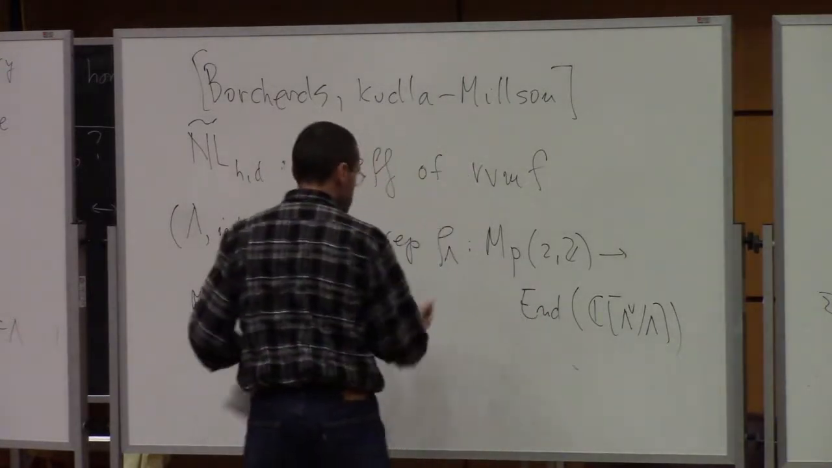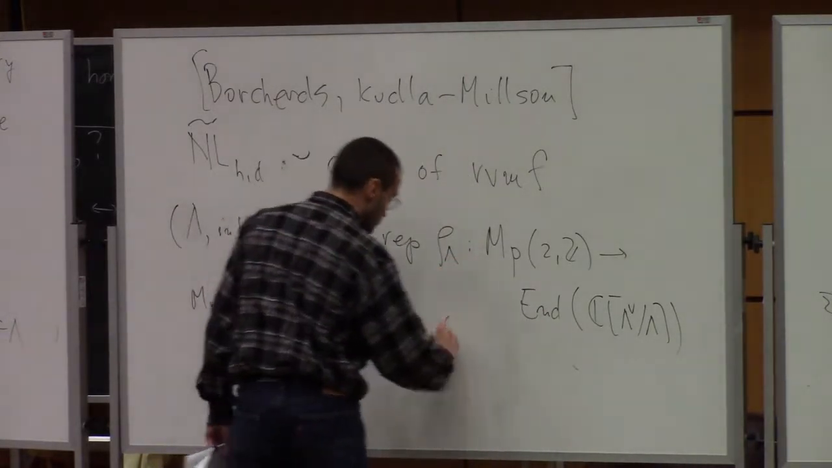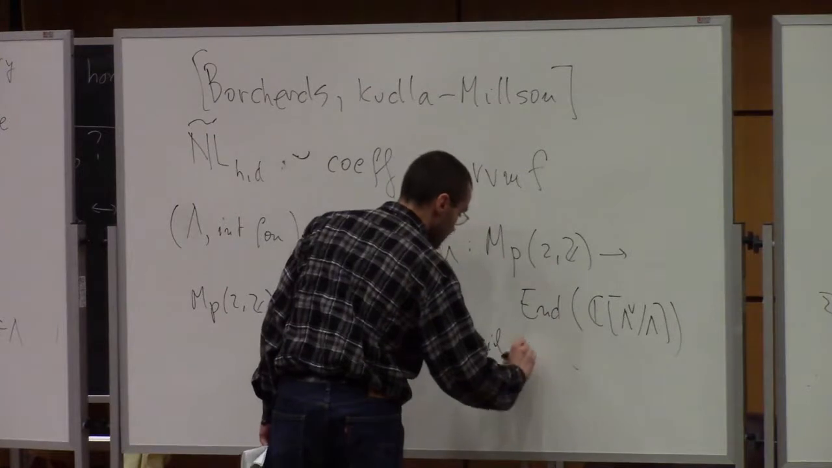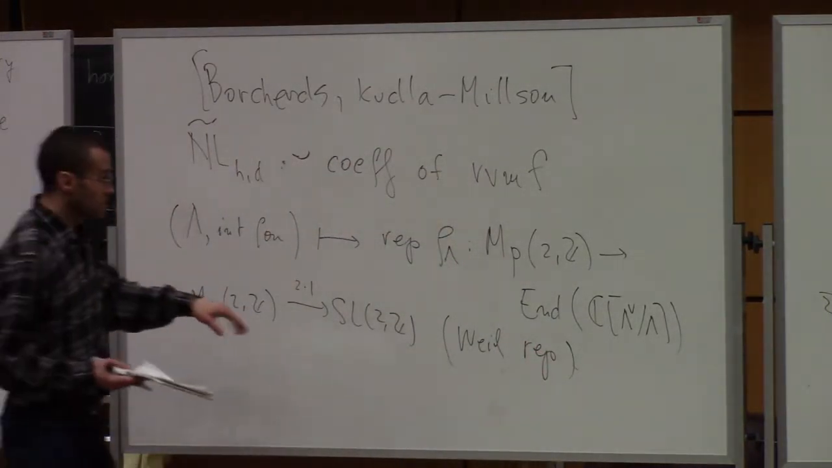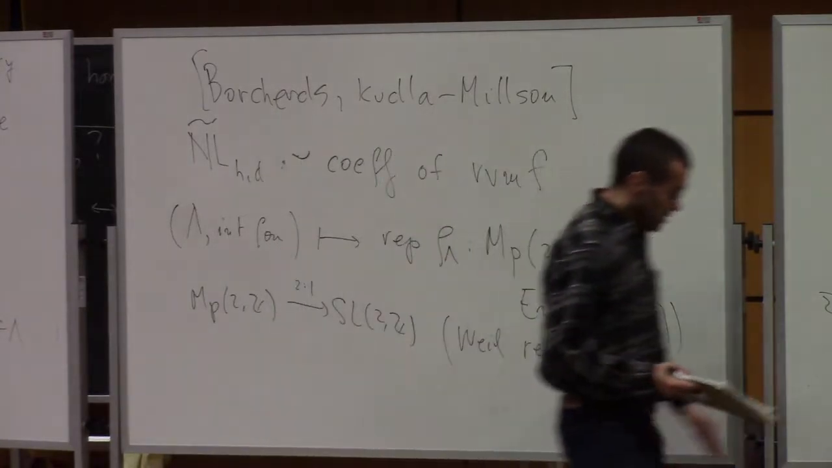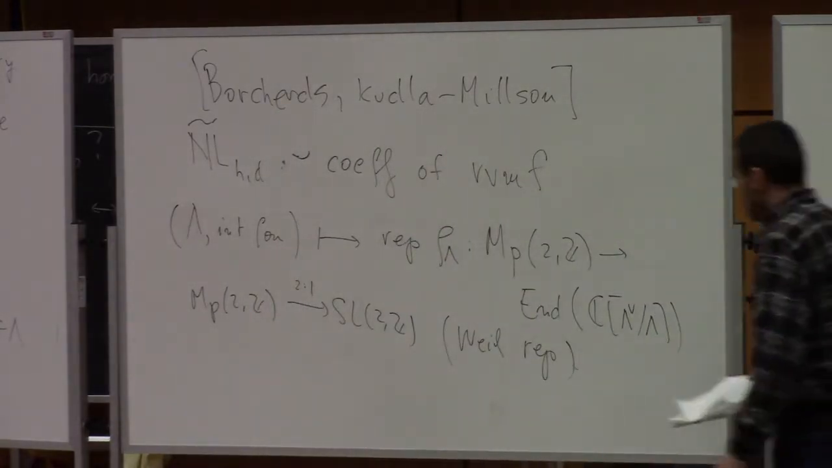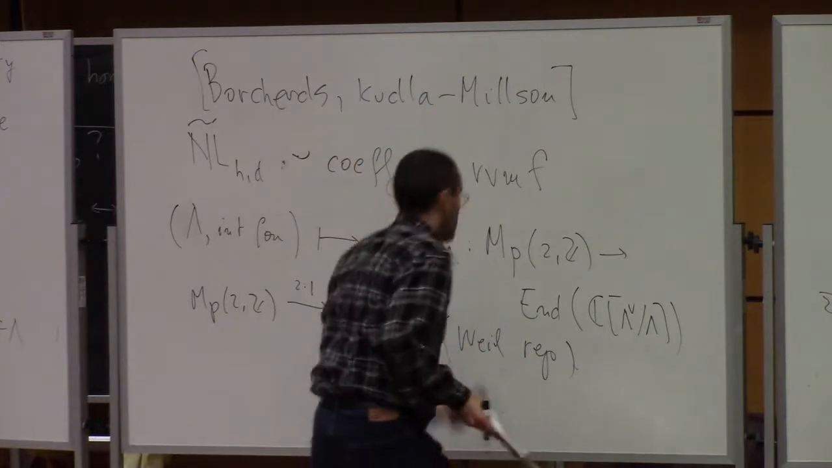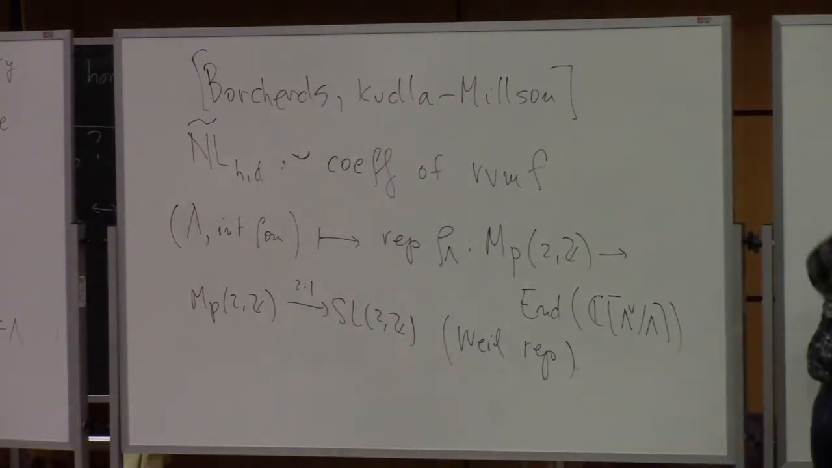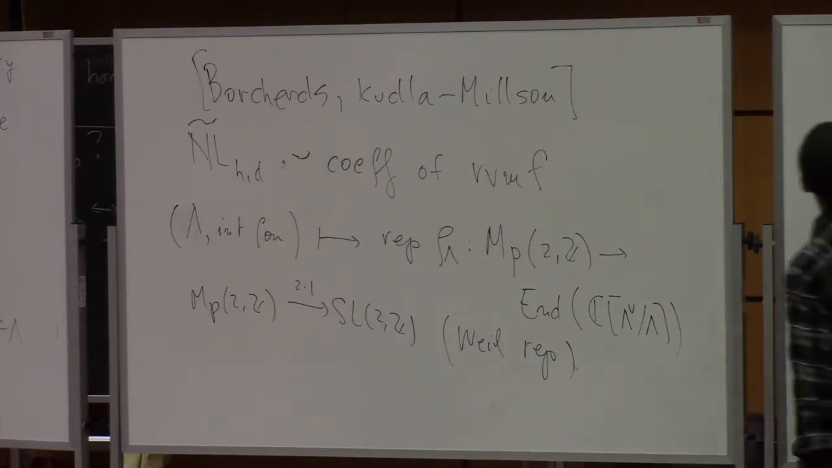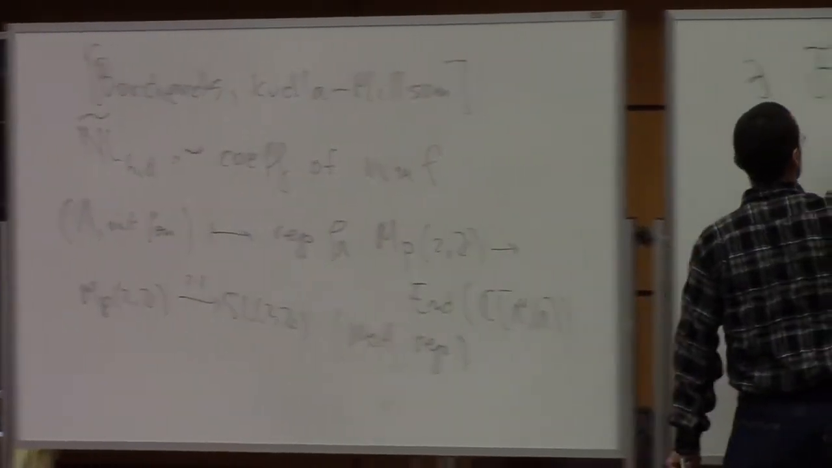And this is actually an old construction. This goes back to Weil. It's known now as the Weil representation. It's not really recent. It's a canonical representation like this. And then what Borcherds, Kudla and Nielsen proved is that there exists a vector valued modular form. I'm going to call it phi twiddle.